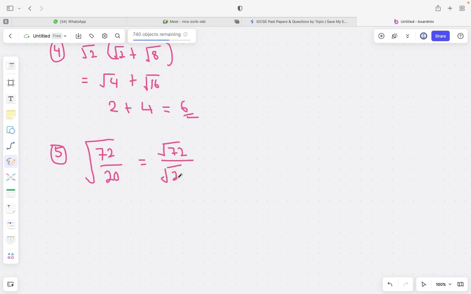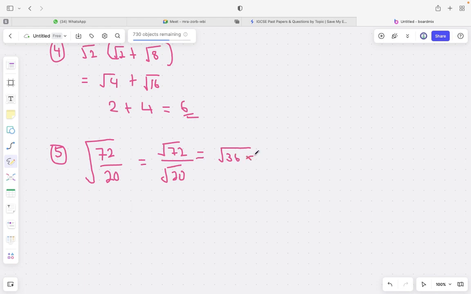So we can now break them down. You know 72. You find two numbers that when you multiply, one will be a square number, the other one will be a prime number. Now the square number will be what? Who can tell me? This will be 36. 72 is 36 times 2.